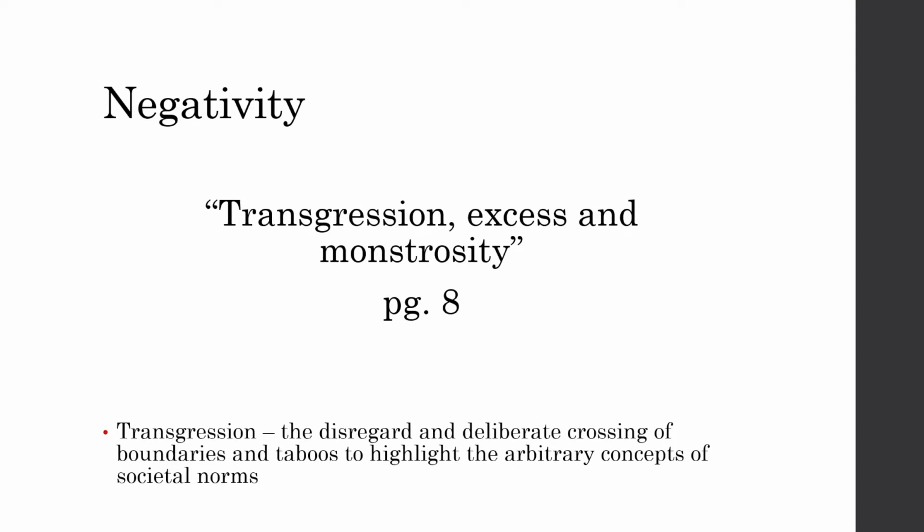Negativity for Botting is a process of, and I quote, "transgression, excess, and monstrosity." Transgression relates to the disregard and deliberate crossing of boundaries and taboos to highlight the arbitrary concepts of societal norms. In this transgression framework, monstrosity plays a key role in manifesting negative attributes as physical creatures. Finally, excess refers to the ways in which order is disturbed and laws are broken. Excess, transgression, and monstrosity work together to create negativity and visual aesthetic for the unreasonable.